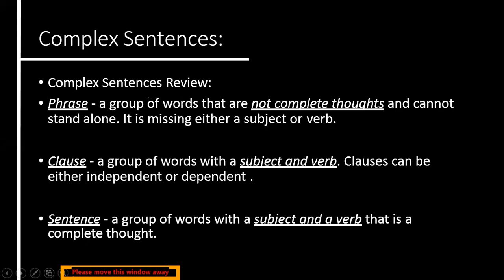Complex sentence review, that's what we have studied. A phrase is a group of words that are not complete thoughts and they cannot stand alone. A clause is a group of words with a subject and verb, and clauses can be either dependent or independent. A sentence is usually or nearly an independent clause, simply because it has a verb and subject and everything is complete.